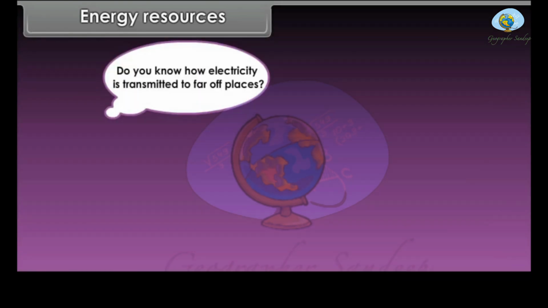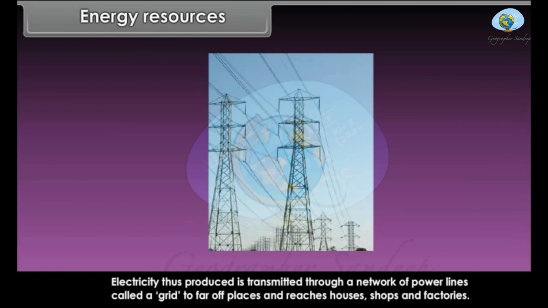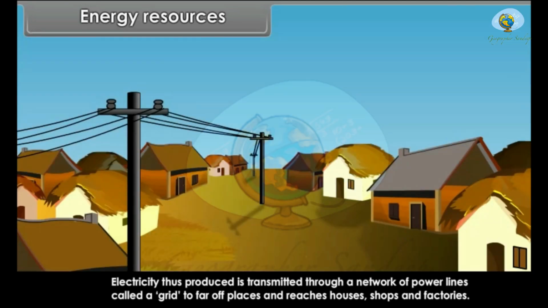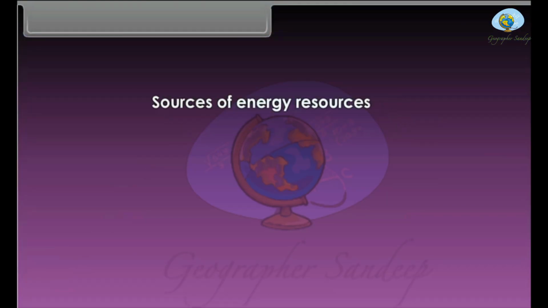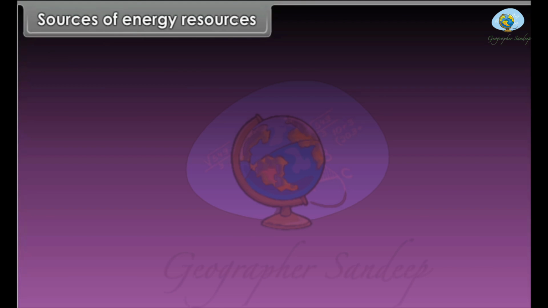Do you know how electricity is transmitted to far-off places? Electricity thus produced is transmitted through a network of power lines called a grid to far-off places and reaches houses, shops, and factories.